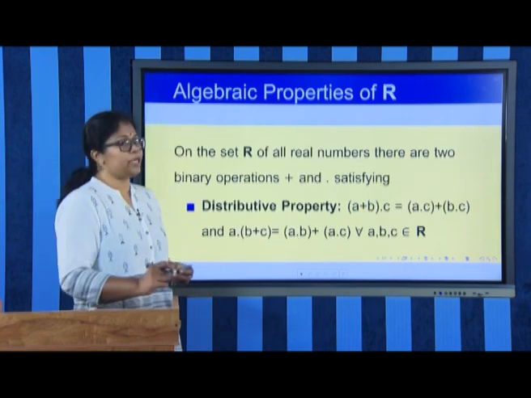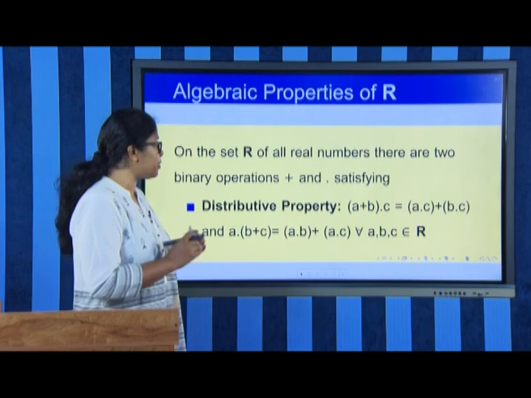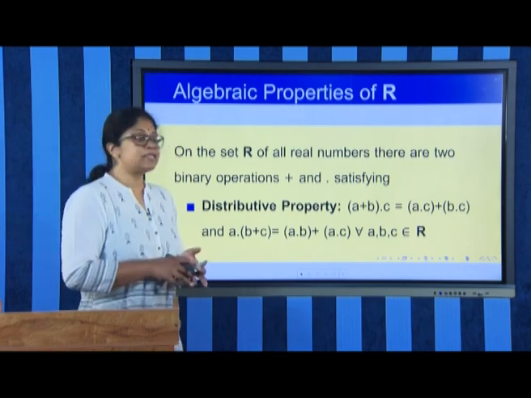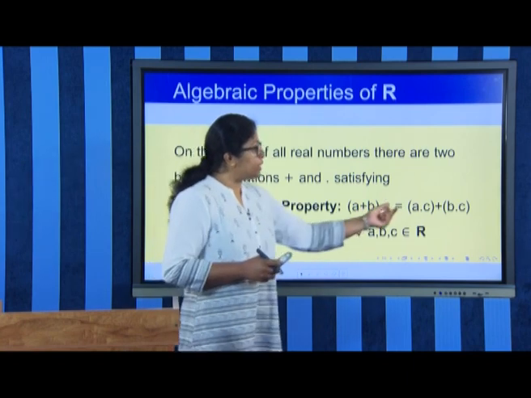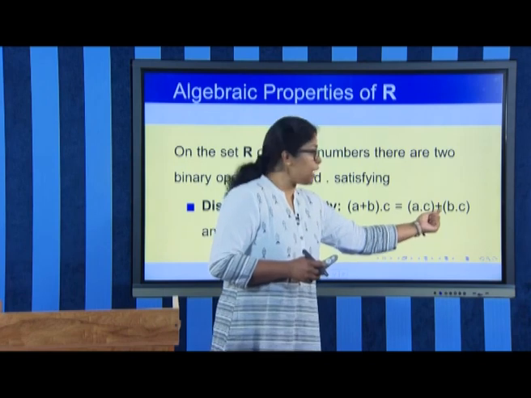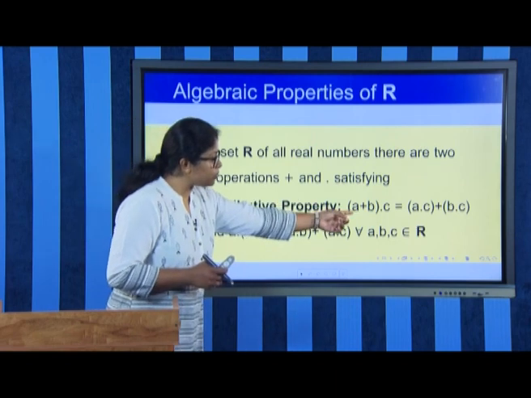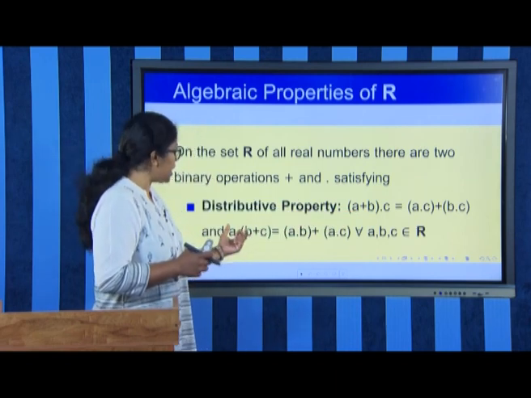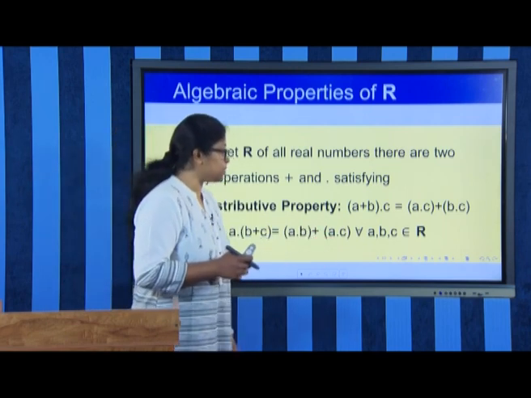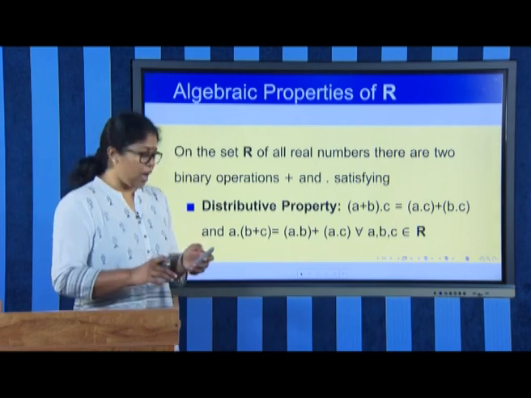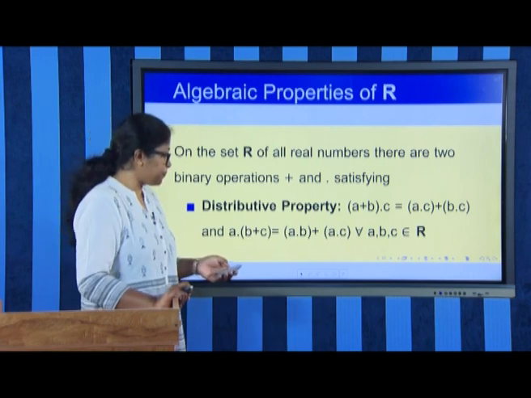And the last property, which is a combination of addition as well as multiplication, is what is called the distributive property, where we have the sum of two numbers a plus b multiplied by c is equal to the sum of the products of a with c and b with c. This is called the right distributive property, and also we have the left distributive property, where we have a into (b plus c) is equal to a into b plus a into c for every a, b, c belonging to R. So, both distributive properties also hold for the real numbers.